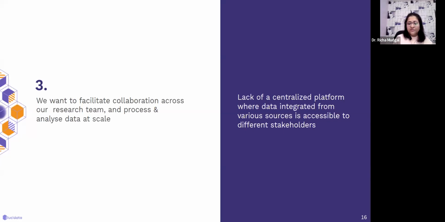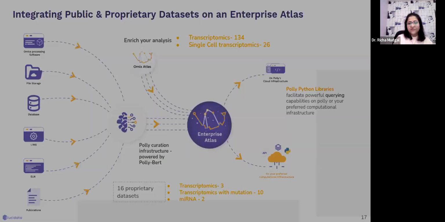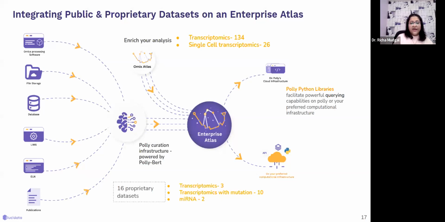This is where we created something that we call Enterprise Atlas. What Enterprise Atlas predominantly does is curate your own proprietary data sets through the curation infrastructure that we have developed, which is powered by Polly, and also populate that with the relevant data sets that we could procure from our own omics atlas. In this case, there were 16 data sets from their proprietary source, and then we augmented them with about 160 data sets or more.